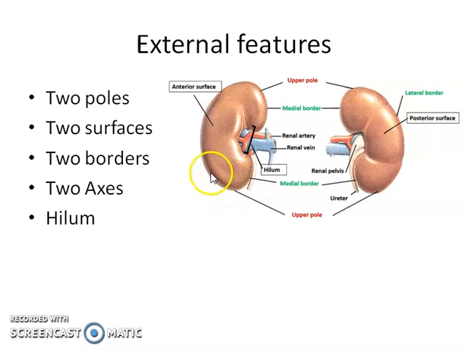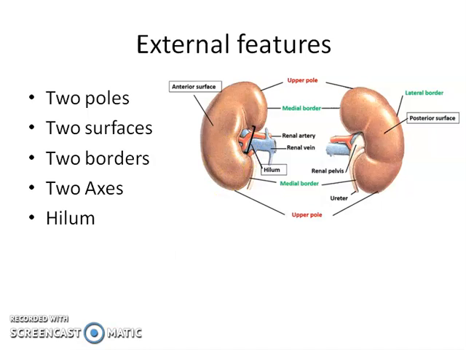As there are two borders, the lateral border, here you can see it is convex and the medial border is concave with the hilum in between. The kidney is having two axes, the longitudinal axis and the transverse axis. The long axis of the kidney is directed downwards and laterally, in such a way that the upper end is nearer the vertebral column than the lower end. The transverse axis is directed laterally and backwards because the kidney rests on the sloping paravertebral gutter of muscles.